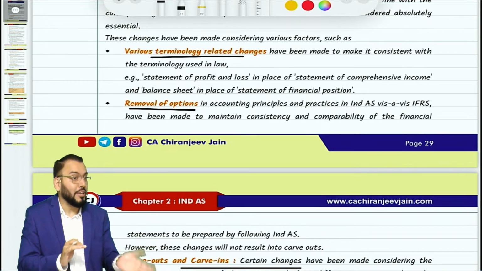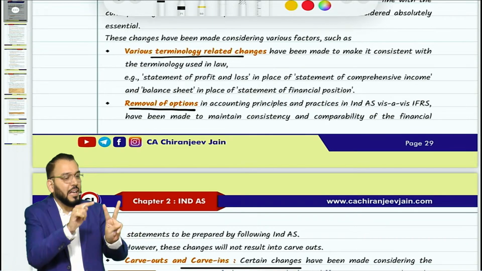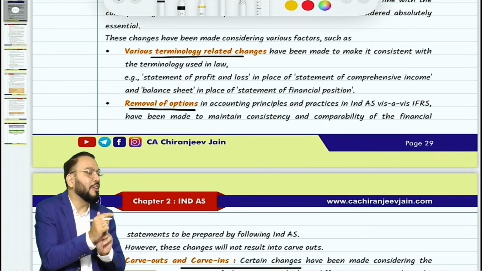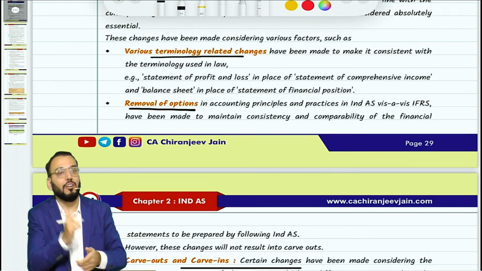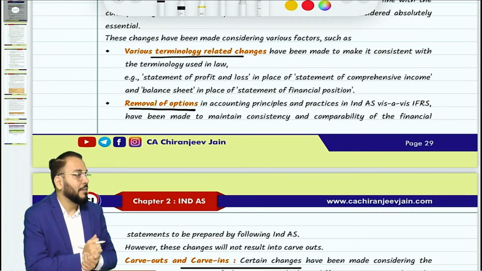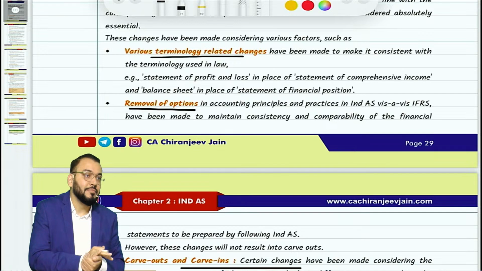Now, what is cost model? What is fair value model? We'll discuss. But they have given two options now. Means either you use cost model or use fair value model. Fair value model means you can value at current fair value. Cost model means historical cost. This option is given where? In IAS 40. Such option might have been withdrawn under Ind AS.